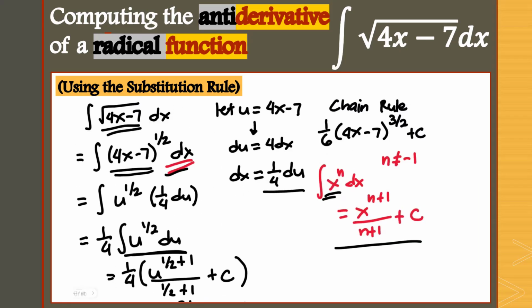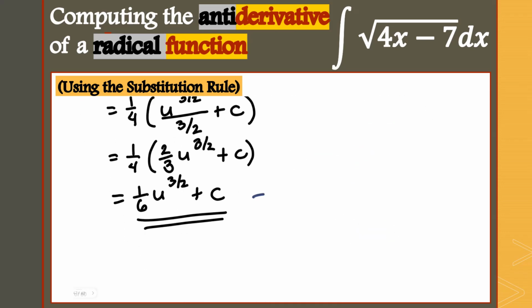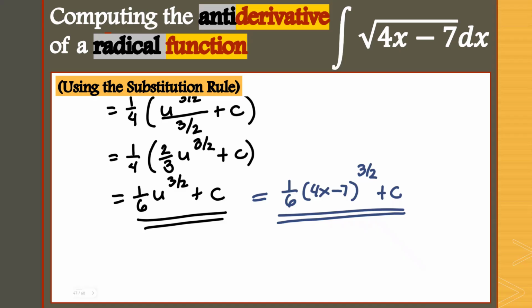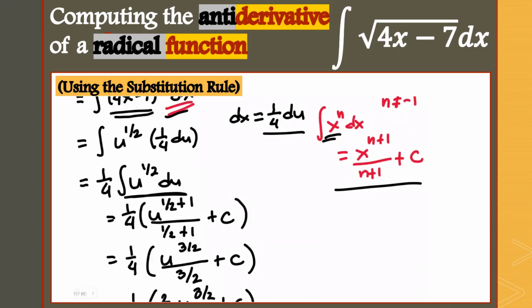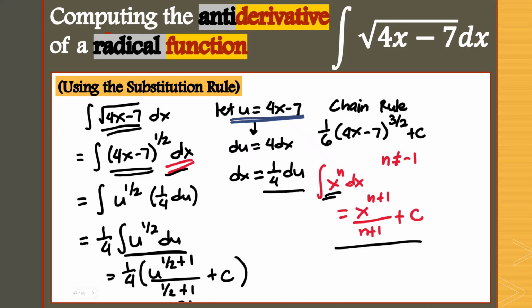But we know that u earlier is representing 4x minus 7. So returning that, you will have your final answer here of 1/6 times 4x minus 7 raised to the power of 3/2 plus c. This is the answer to the item using the substitution rule. And by the way, comparing that to the answer when we used the chain rule in the previous video, we have the same result. So this is the process of using the substitution rule.